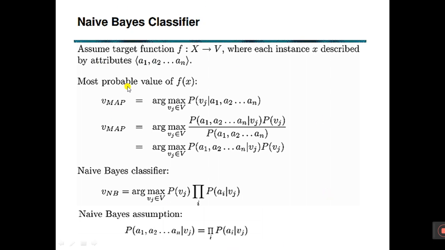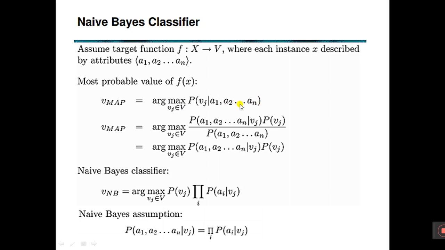Now I am going to show you the textbook content. In your Tom Mitchell textbook, they take the target function f over the given features x, with the output v. For each instance x described by attributes a1, a2 up to an, where I take it as x1, x2, x3 up to xn, and similarly, instead of y, they take v. So the argmax function is the probability of Vj given the data a1, a2, up to an.